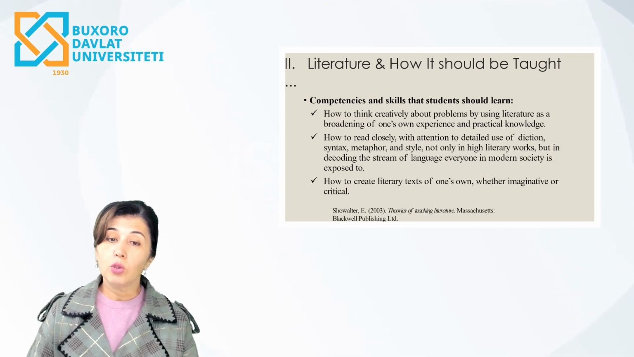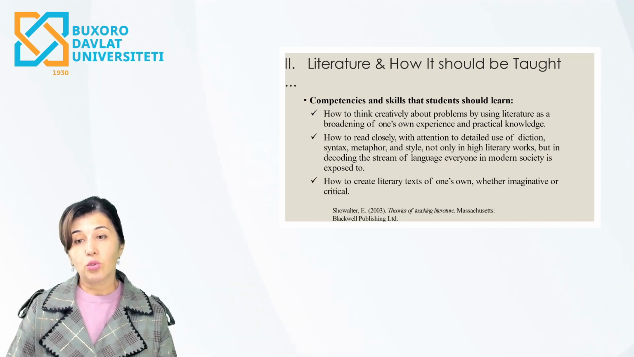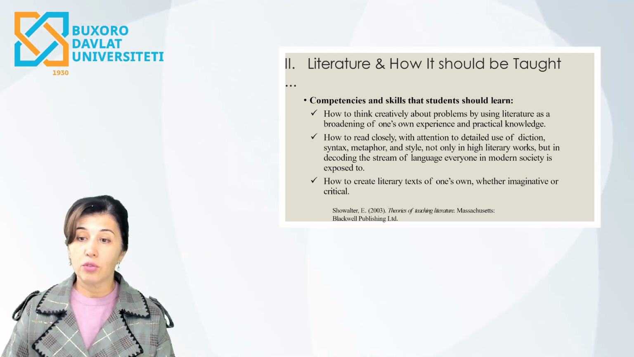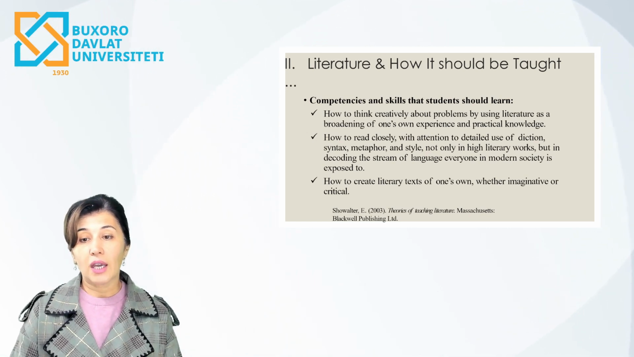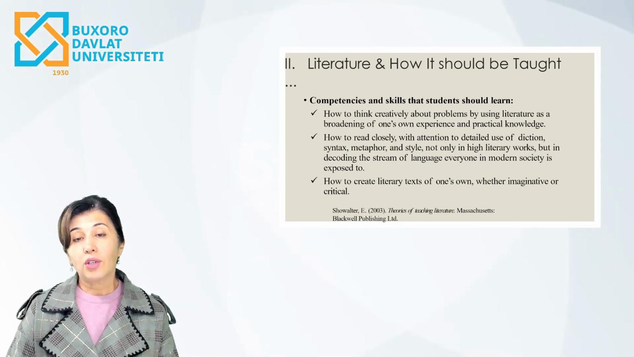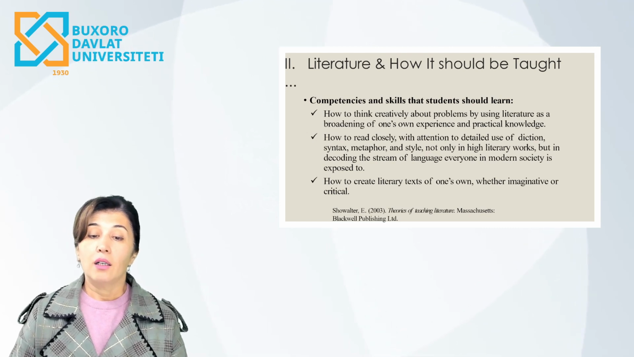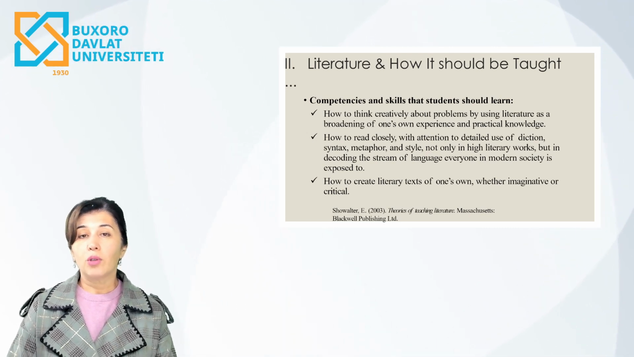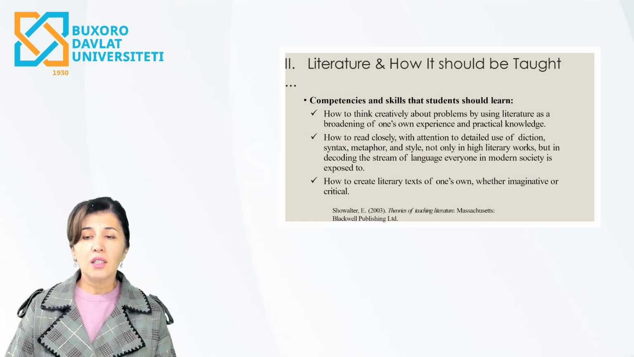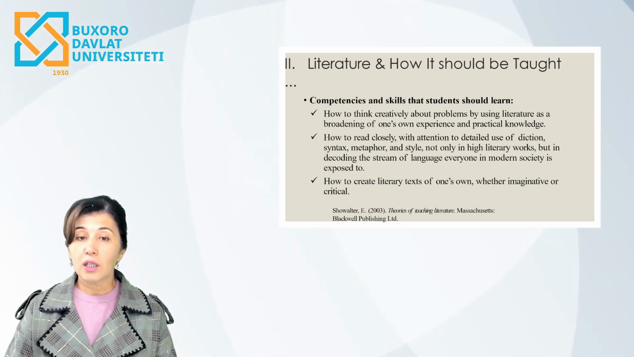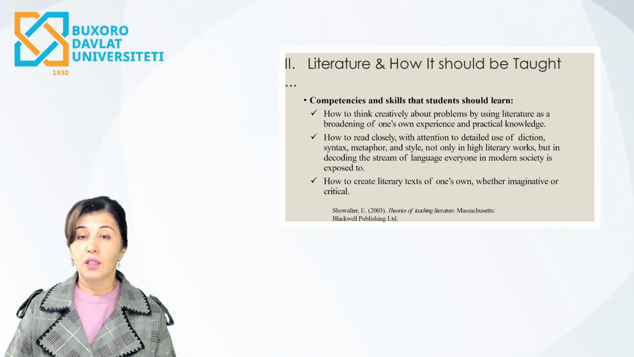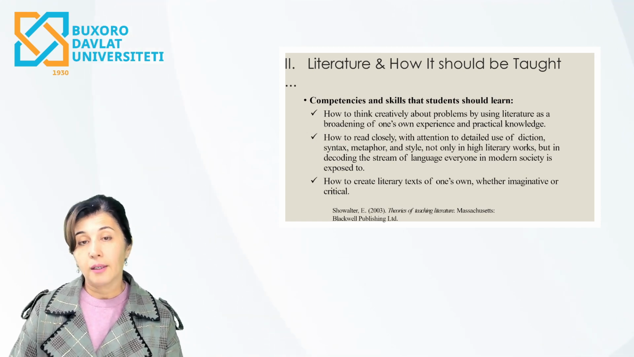It should also be taught to learners to read closely with attention to detailed use of diction, syntax, metaphor and style, not only in high literary works but in decoding the stream of language everyone in modern society is exposed to. It should also be taught how to create literary text of one's own. We should also teach our learners to compose poems, to create short stories, to write descriptive essays, whether imaginative or critical. So this should be included in the competencies and skills taught during the classes where we implement literary text.